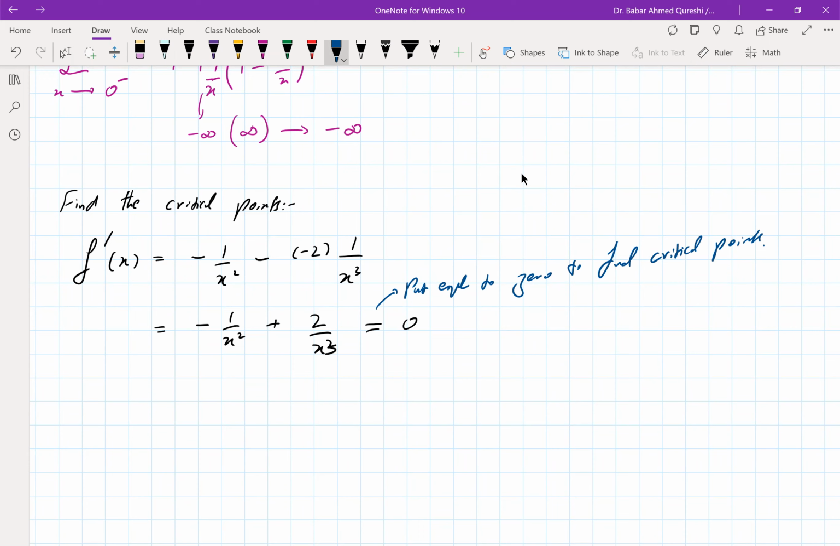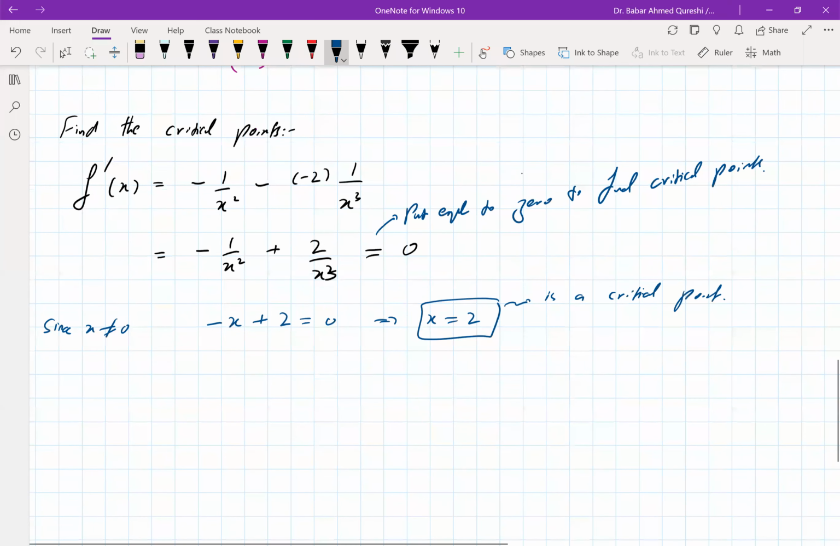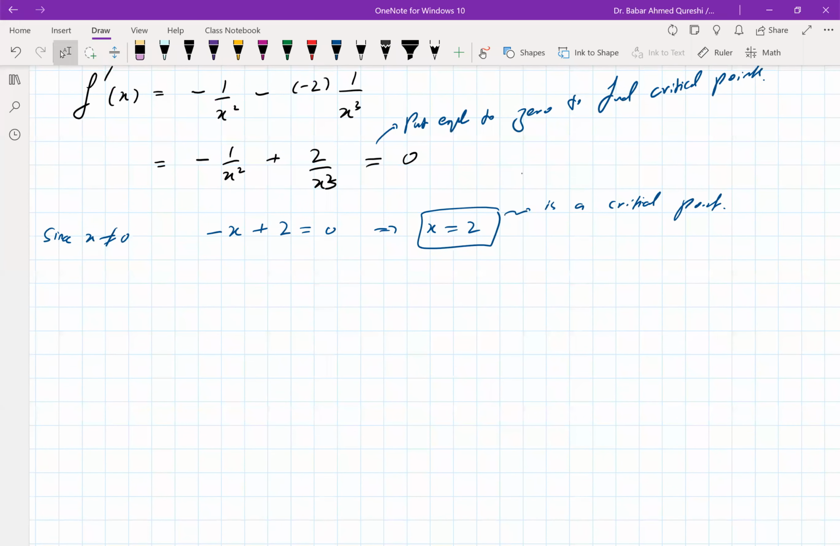And to solve this, now I know that the critical point is not going to be at x equal to 0 because there is a singularity at x equal to 0. So x is not equal to 0. Since x is not equal to 0, I can multiply by x cubed, and I get minus x plus 2 is 0. That means x equal to 2 is a critical point. So there probably is a turn over there. Maybe not. I can decide that.